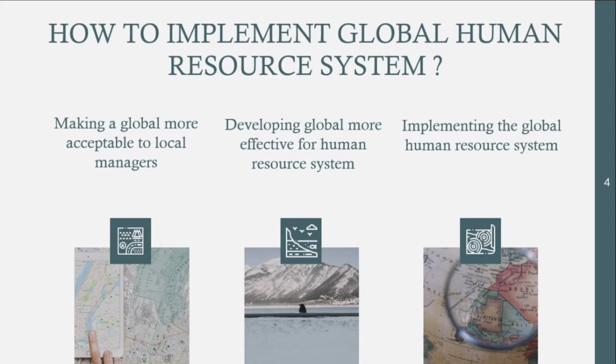And the last is implementing the global human resources system. Best practice for implementing a global human resources system is: 1. Remember, you can't communicate enough. 2. Decide on adequate resources for the global human resources effort.